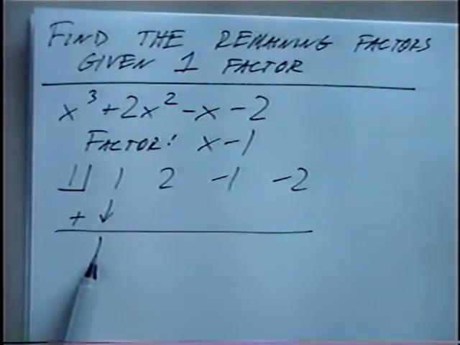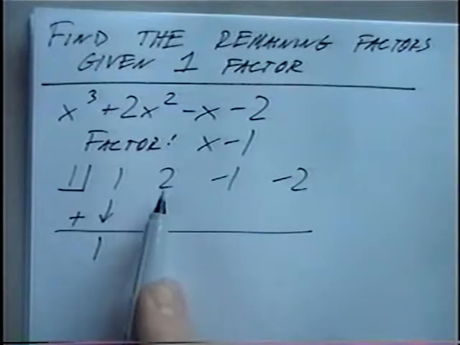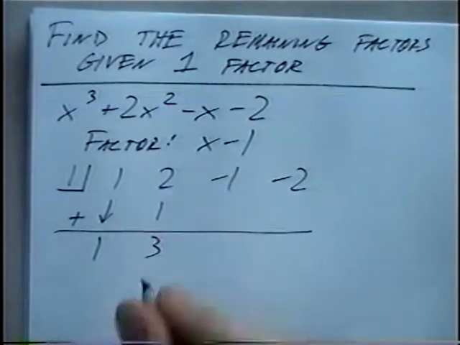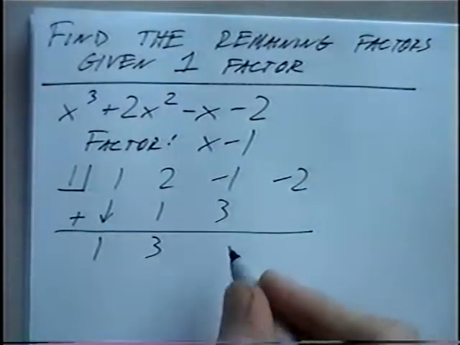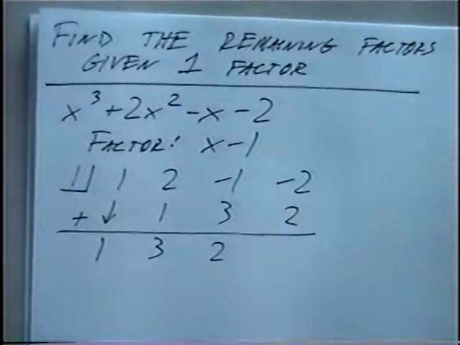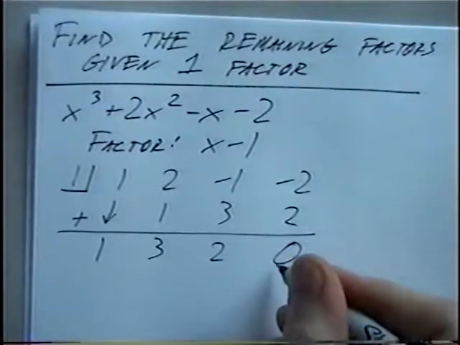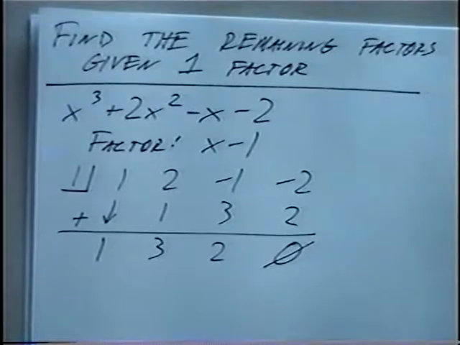Multiply the number in the box by your answer on the bottom. 1 times 1, which is 1, and that goes underneath the next number. Add straight down. Multiply. Add straight down. And multiply. Add straight down, you get 0, which means no remainder. There's no remainder because it was a factor.